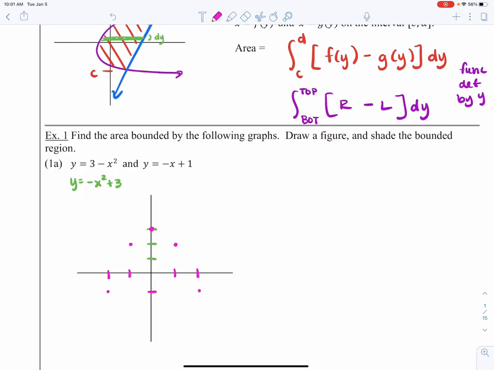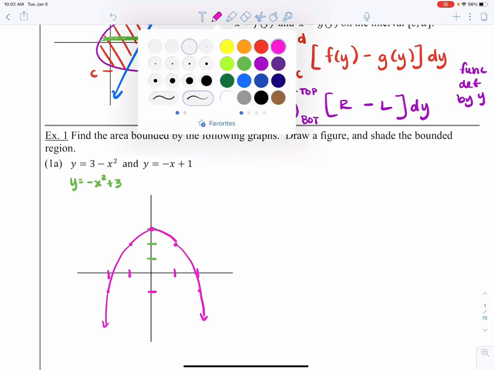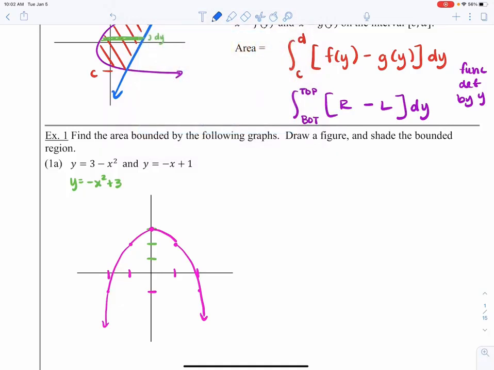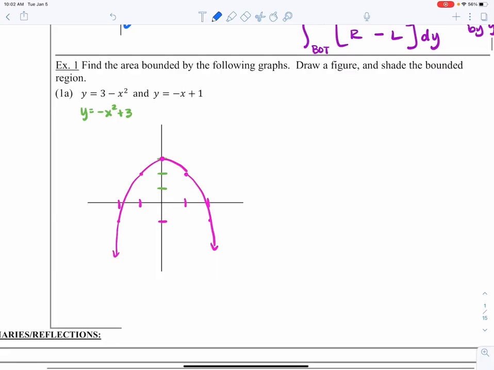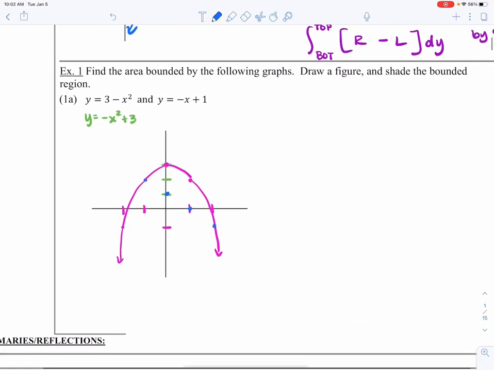Now, if you're not very good at remembering your transformations, that's okay. You can plug in points and still get the exact same values that I have. And then we have a linear function, pretty simple, negative x plus 1. So it's going to have a y-intercept of 1 and a slope of negative 1. Hopefully you graphed that a little bit better than I did, and there we go.